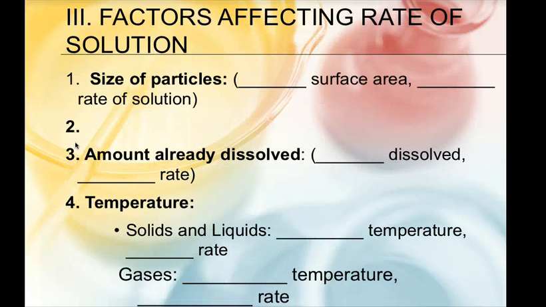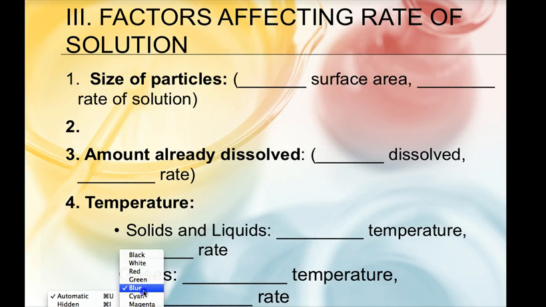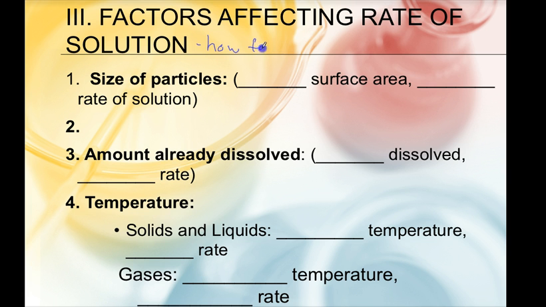Okay. Let's look at the factors that affect the rate of solution. In other words, not how much dissolves, but how fast something dissolves, and that's a differentiation you should make, right? The previous slide is how much dissolves. This is really looking at how fast this solute dissolves.